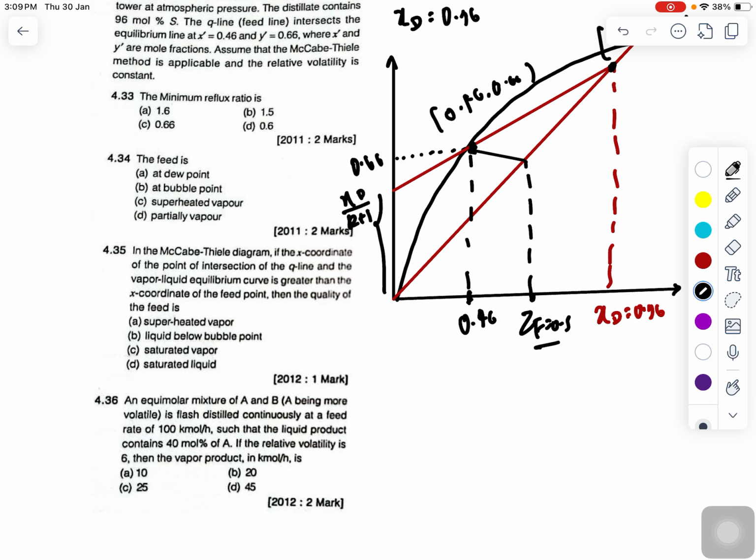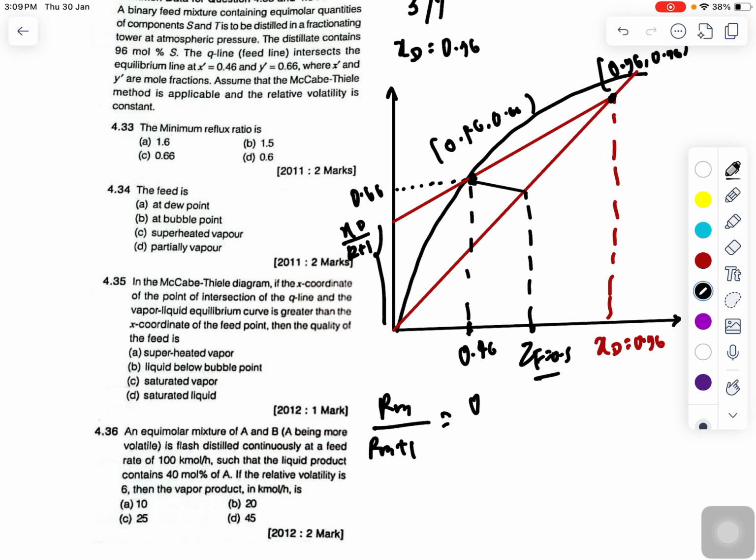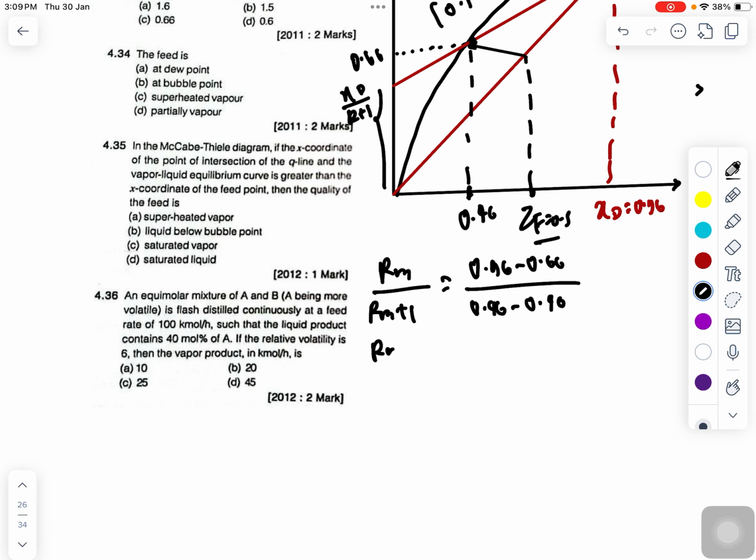So if I calculate the slope here, the slope will be Rm divided by Rm plus 1. And what is the slope of this line? That is equal to 0.96 minus 0.66 divided by 0.96 minus 0.46. So that value will give you Rm divided by Rm plus 1, that is equal to 0.30 divided by 0.